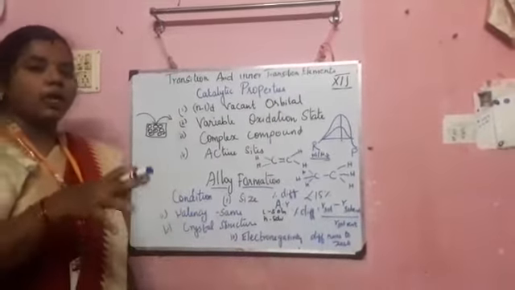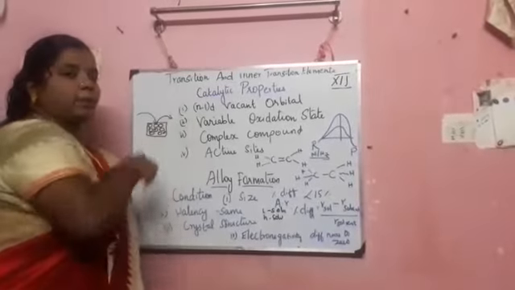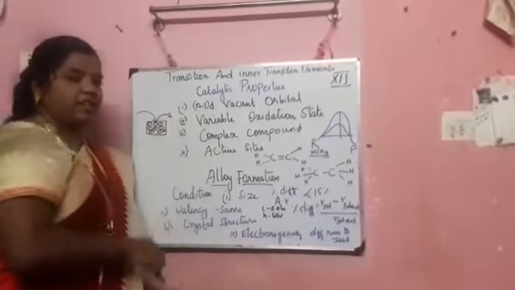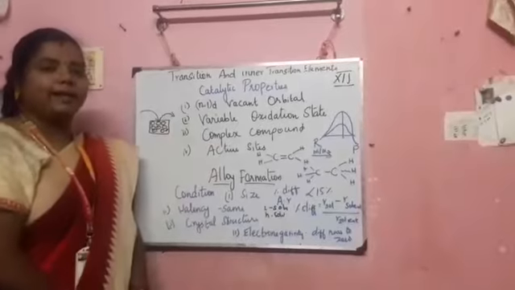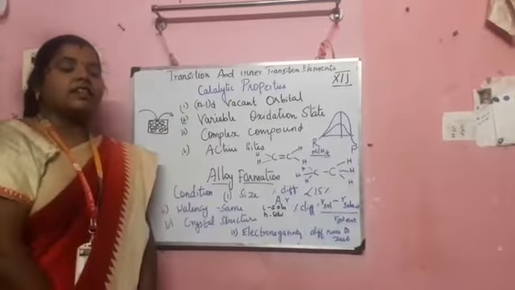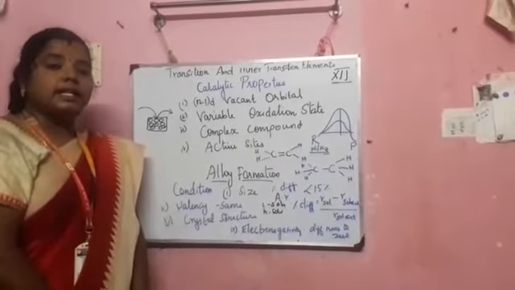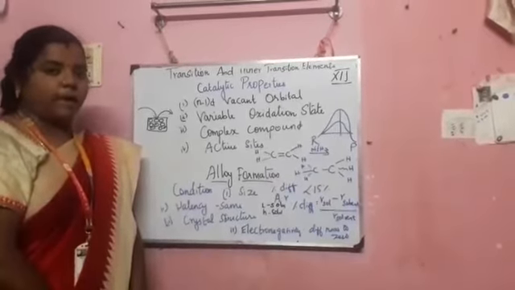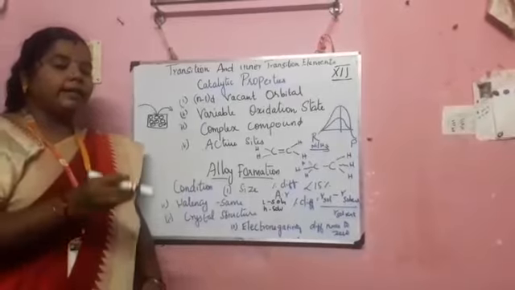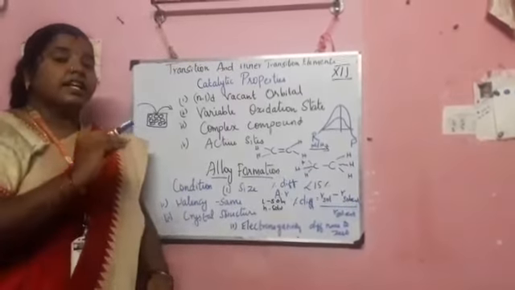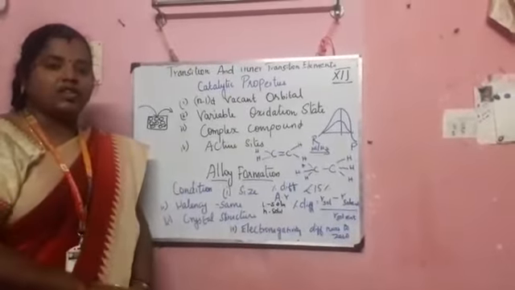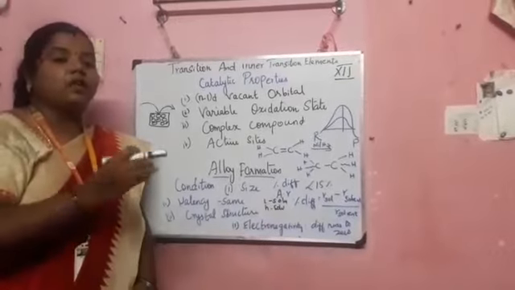Now today we are going to see the catalytic properties and the alloy formations. First, what is a catalytic property? What does catalyst mean? The definition of a catalyst is that it increases the rate of the reaction. When you add the catalyst as a substance, it does not get involved in the reaction, but it is helpful for the rate of the reaction.